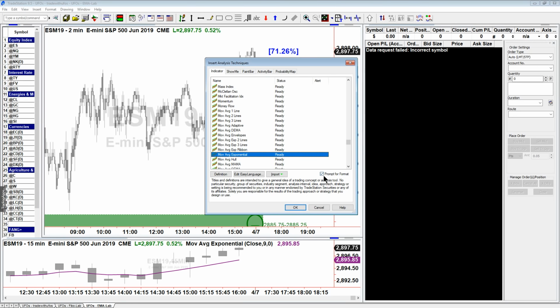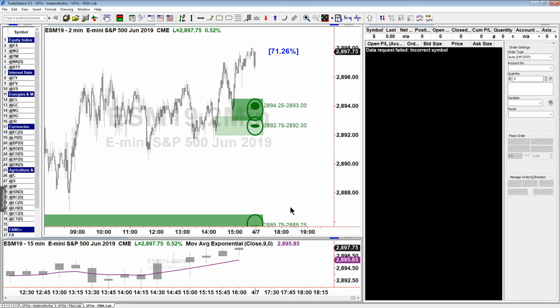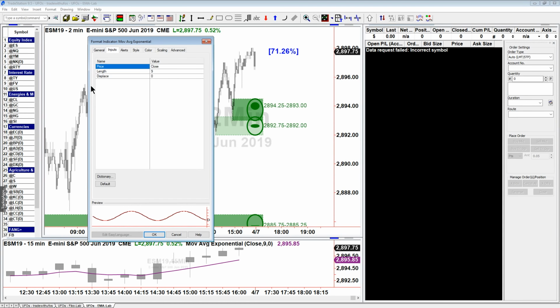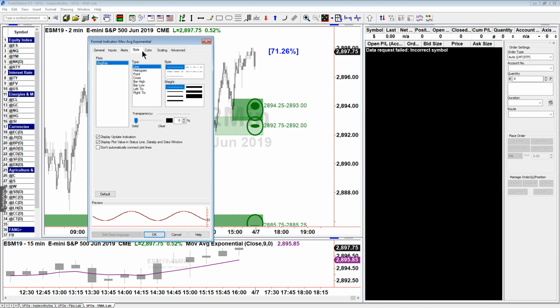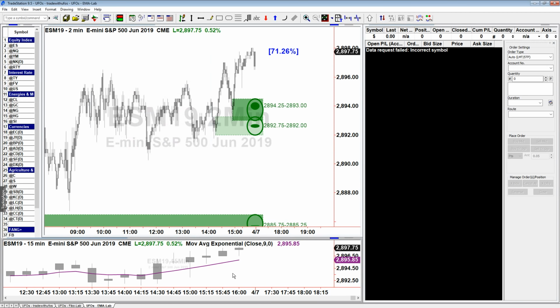And if you have the prompt for format checked, the moment you click OK, you will have a window that is asking you for the inputs, and notice how by default it comes with 9. So you just leave it as 9. And then optionally, if you want to make it cuter, you just go for color and change the color, or you go for style and change the weight. In my case, I made it purple. Again, that's going to depend on your taste.